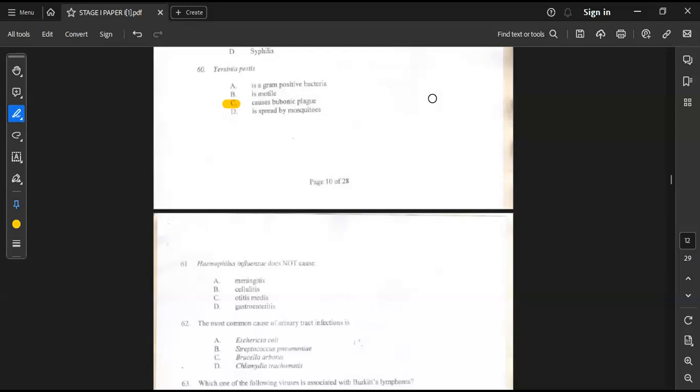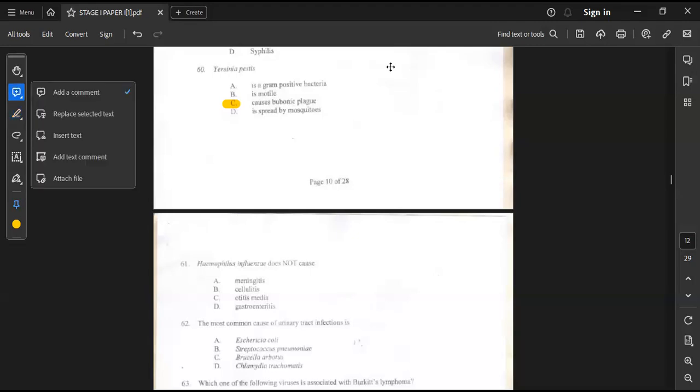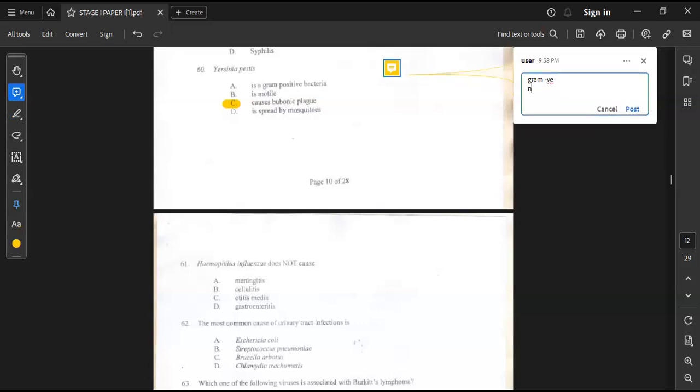Do you want to add anything about it? Gram-negative rod. Coagulase positive. Also causes pneumonic plague.